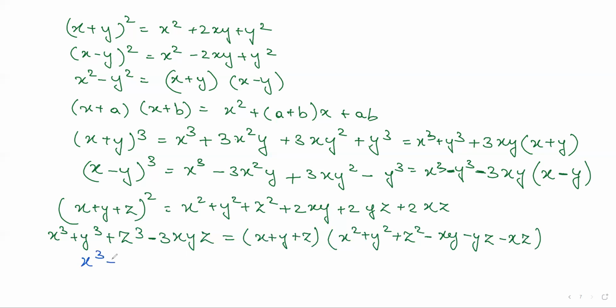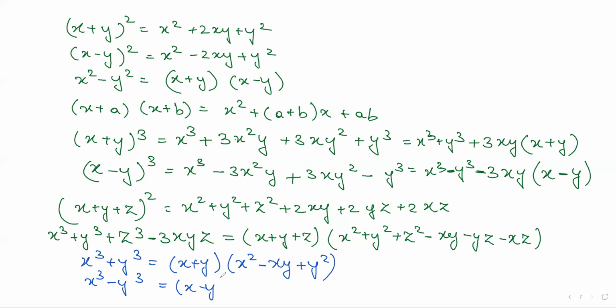x³ + y³. Now, this value is equal to (x + y), first factor, second factor, x² − xy + y². x³ − y³ is equal to (x − y) in one bracket (x² + xy + y²).